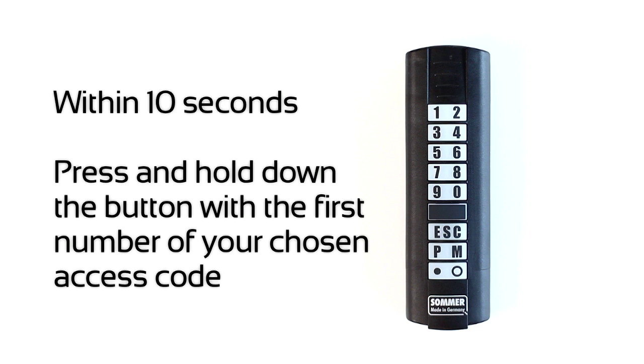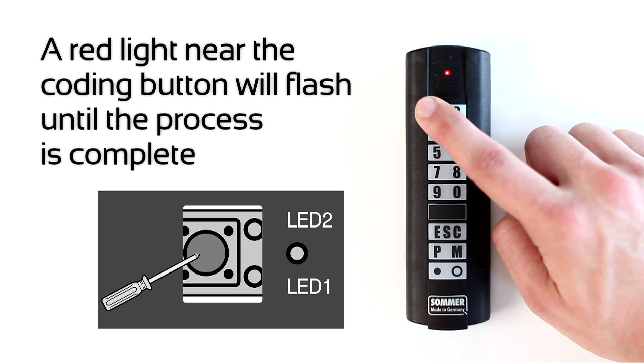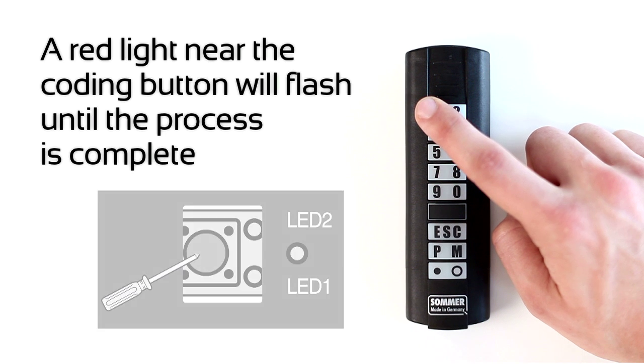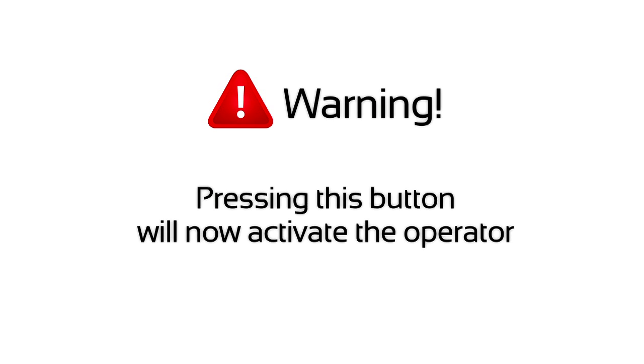Within 10 seconds, press and hold down the button with the first number of your chosen access code. A red light near the coding button will flash until the process is complete. Pressing this button will now activate the operator.